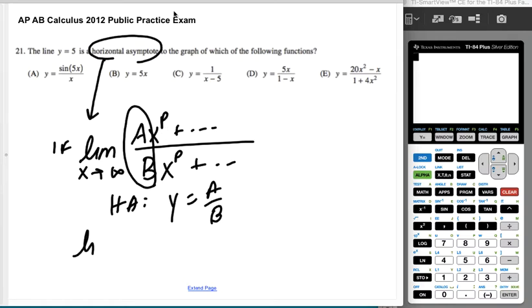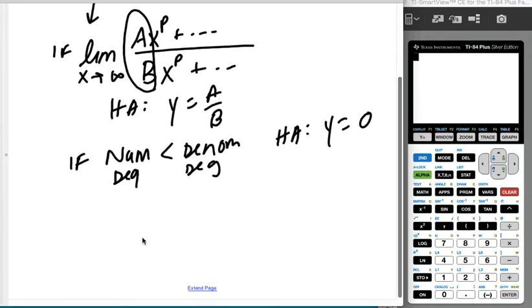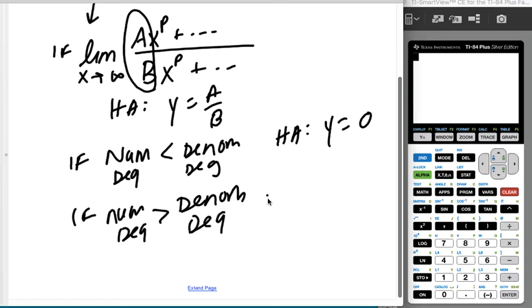If instead the numerator is a smaller degree than the denominator, then the horizontal asymptote is y equals 0. If the numerator degree is bigger than the denominator, there's no horizontal asymptote. So the horizontal asymptote is none.